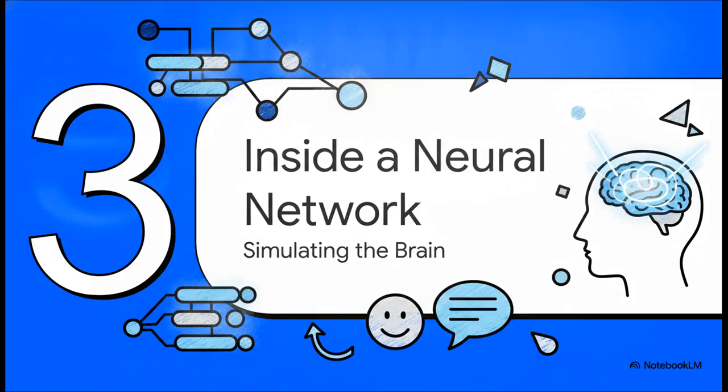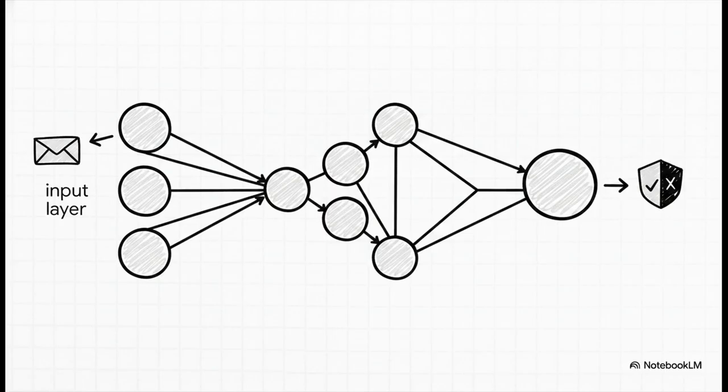Part 3, inside a neural network. Now, when learning tasks get super complex, like recognizing faces or understanding human language, we have to zoom in further and use deep learning, which runs on something called a neural network. Drawing inspiration directly from biological brains, these networks stack artificial neurons, or nodes, into distinct layers. You've got an input layer that takes in the raw data, multiple hidden layers that do all the heavy lifting to transform and process that data, and finally, an output layer that delivers the final prediction.